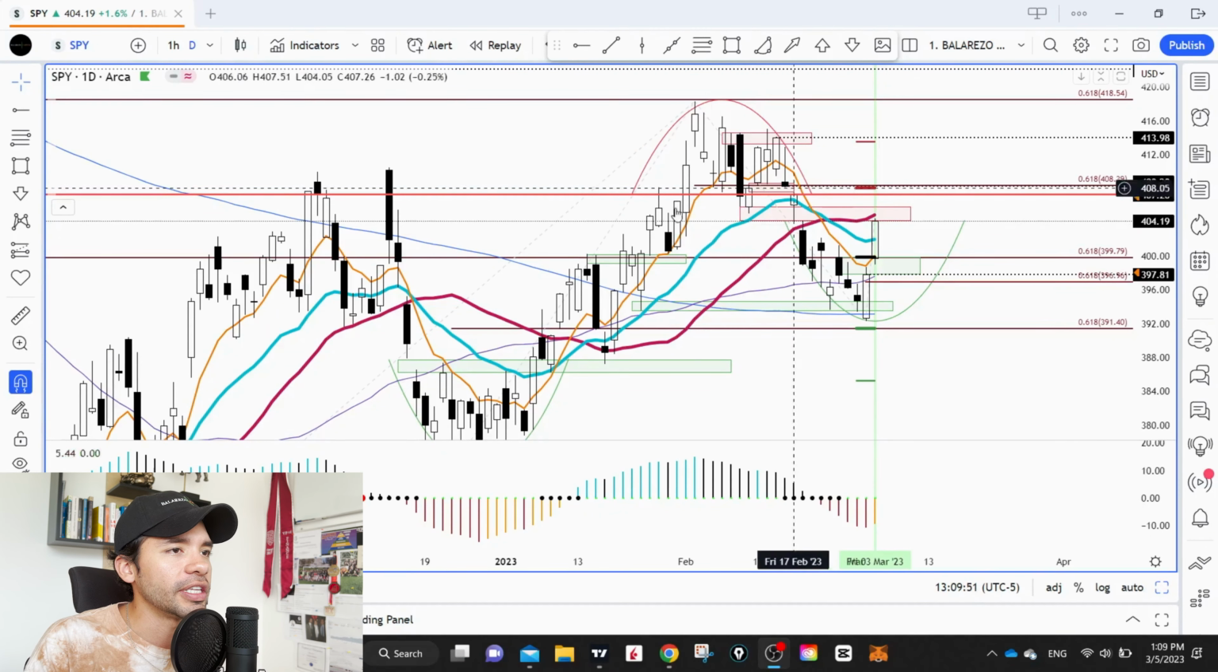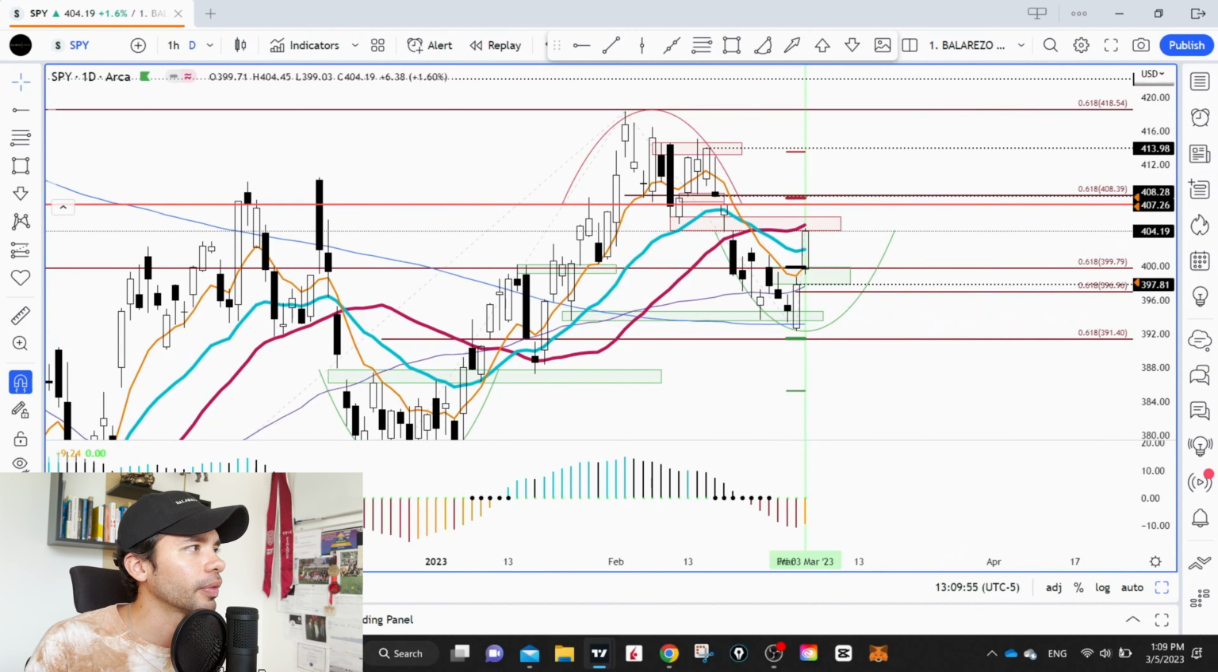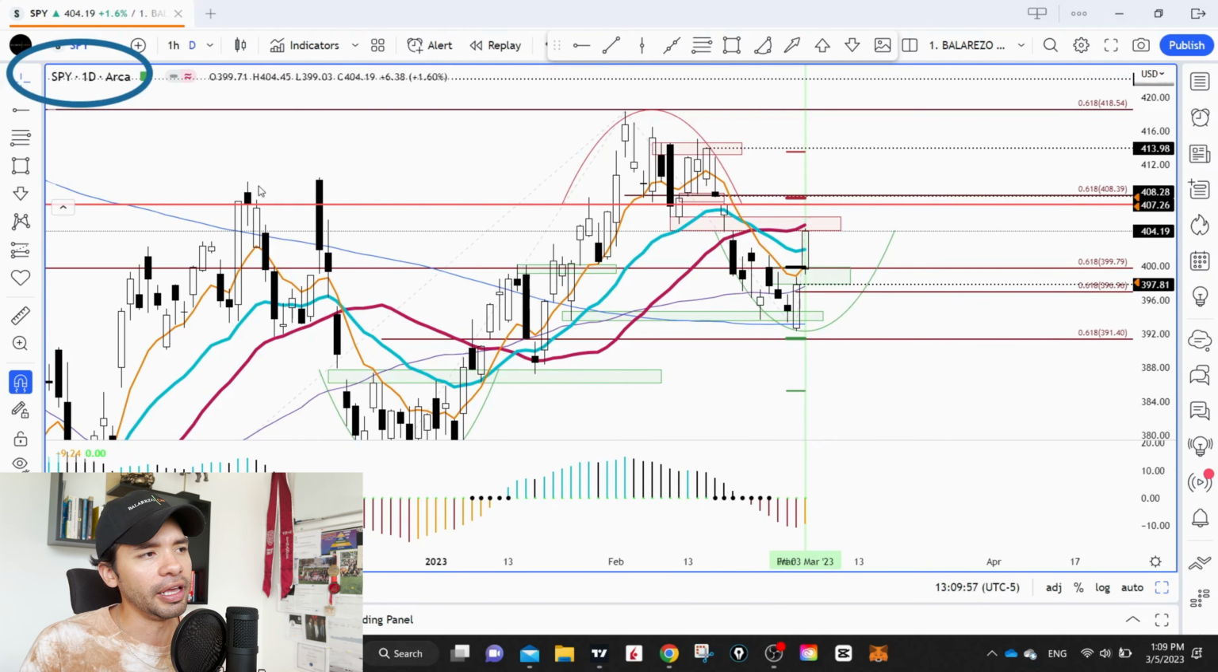Right now, let me just set up and grab my drawing tools. So let's take a look at the SPY. As you guys know, the SPY for me is the most important chart in the entire market. The reason being is that we have a statistic that says that somewhere around 80% of the stocks just move with the general market, and I actually think it's a higher number than that.